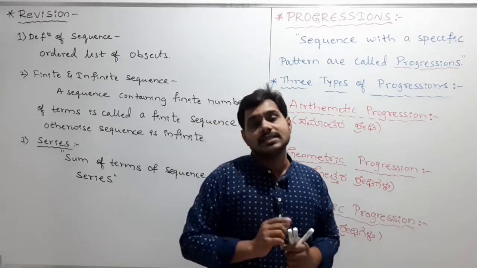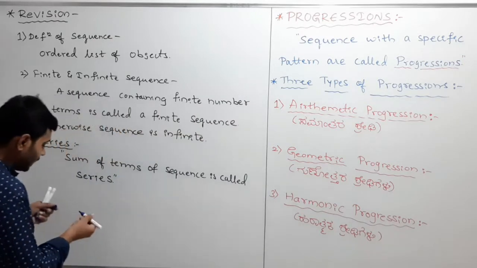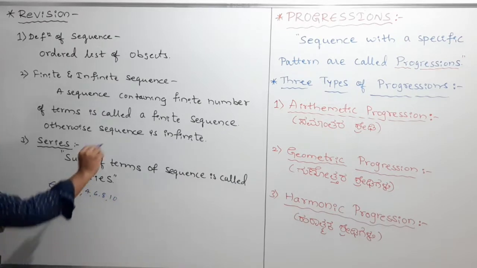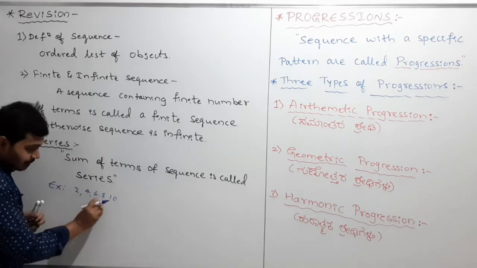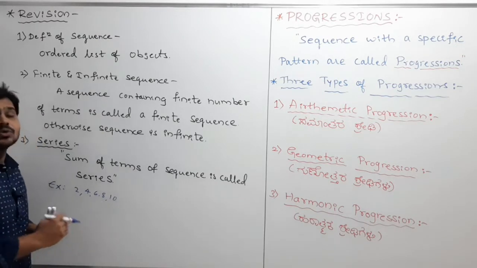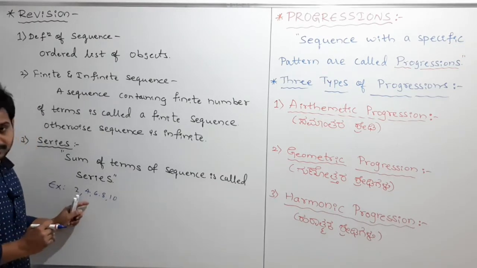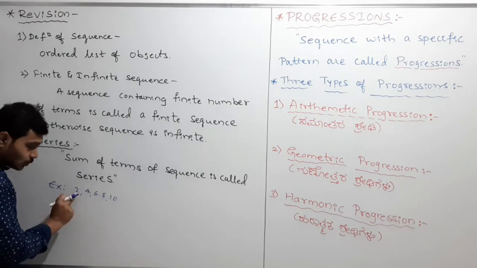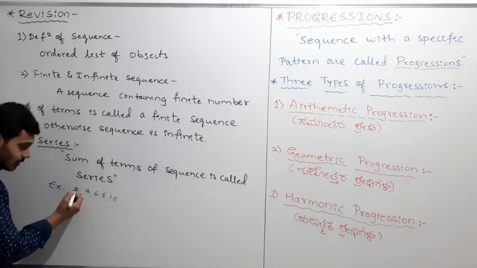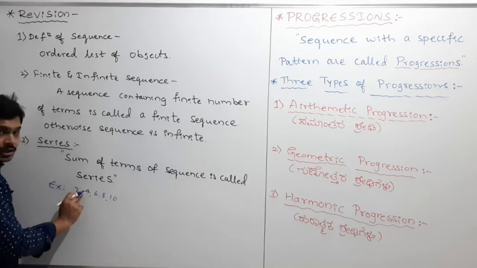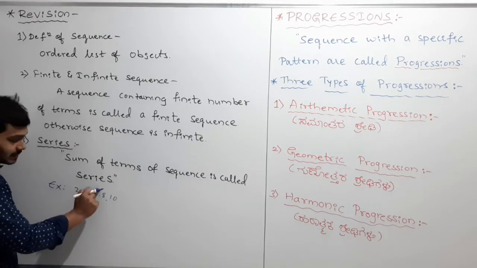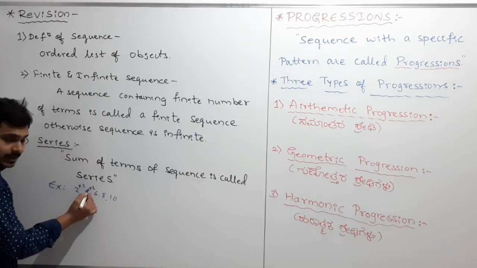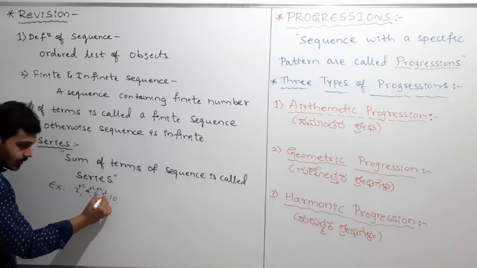Let me take one example so that you can easily understand. The example is 2, 4, 6, 8, 10. My students, you can observe here that these are particular numbers following a certain rule. What is the rule? If you observe this example, 2, 4, 6, 8, 10: to the first term I am adding 2. 2 plus 2 is 4, 4 plus 2 is 6, 6 plus 2 is 8, 8 plus 2 is 10.